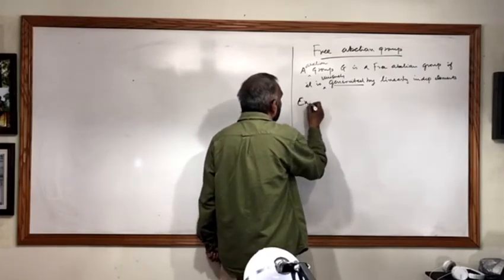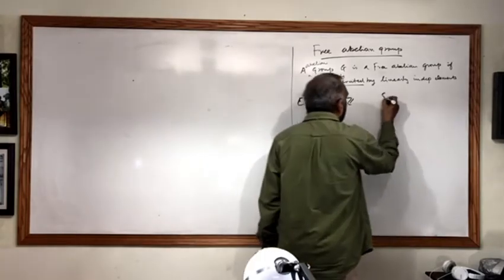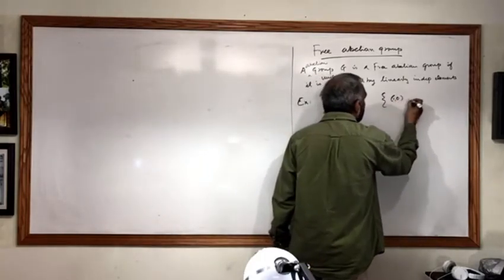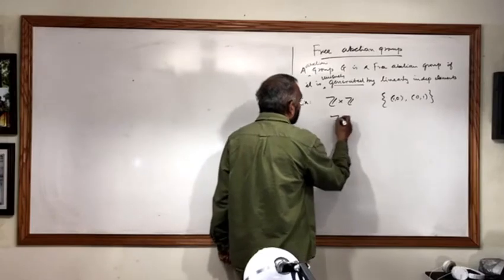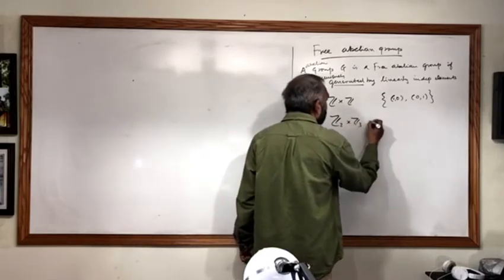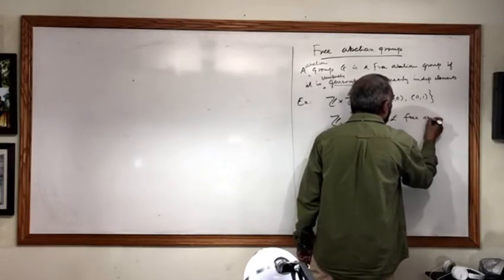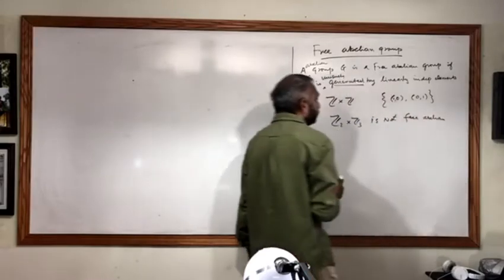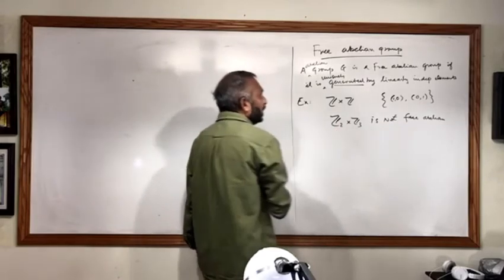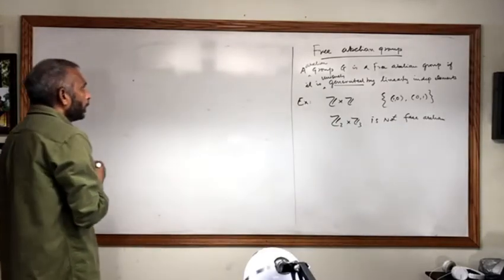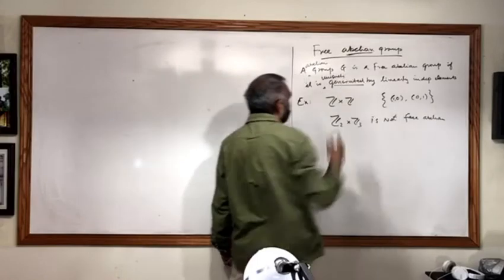Examples are Z cross Z. Generators are (1, 0) and (0, 1). Counter examples are Z2 times Z3. This is not free abelian, because though we have a generating set, they are not linearly independent. So this is the idea of free abelian groups.